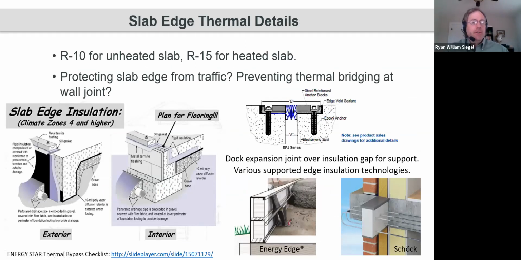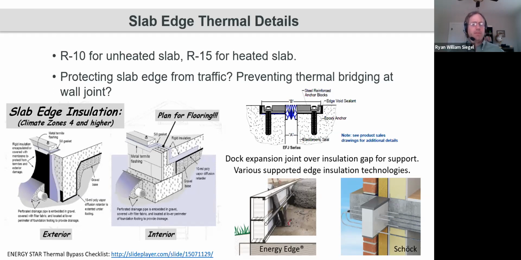For slab edges, the code does call out for various insulation requirements. For heated slabs, the insulation requirements are a little bit higher, as well as requiring insulation under the entirety of the heated slab. Again, trying to provide that thermal break between that heated slab and the ground so you don't end up with putting the heat into the slab and then it goes into the ground. We want to make sure that the heat that you put into the slab radiates into the space that you're trying to heat.